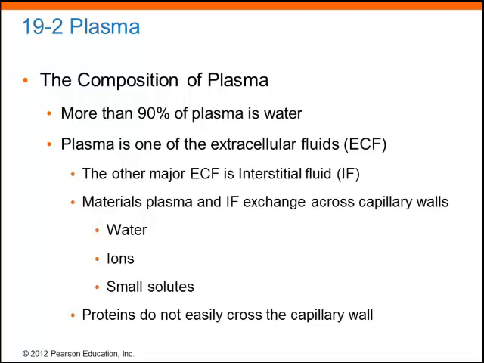Plasma and interstitial fluid do a pretty free exchange across capillary walls. Any water, ions, and small solutes, which include nutrients such as glucose and amino acids, as well as waste products such as urea, can easily cross the capillary wall. What doesn't cross the capillary wall is the proteins. And since there are many proteins in the plasma and hardly any in the interstitial fluid, that makes a huge difference between the composition of plasma and the composition of interstitial fluid.